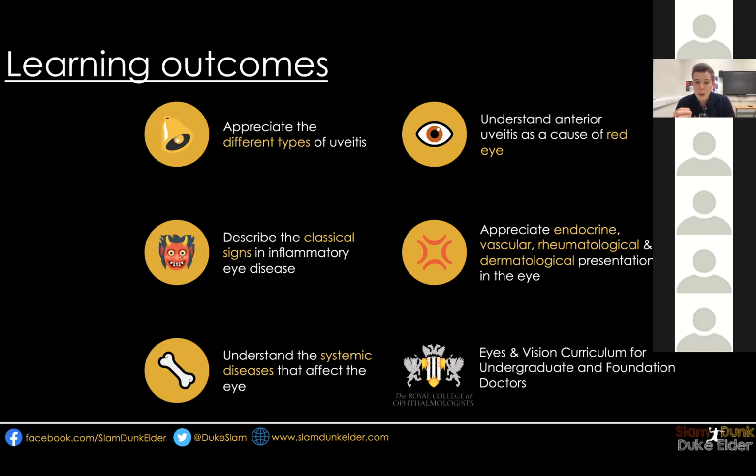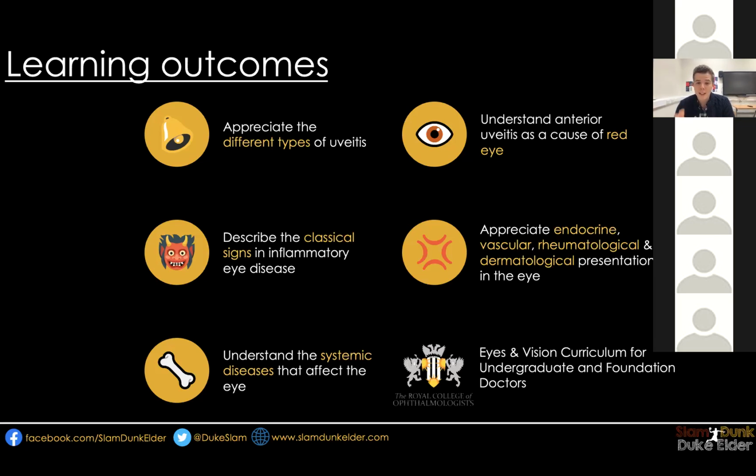We need to appreciate systemic disease that can sometimes manifest in the eye. Sometimes this might actually be the first presentation of systemic disease, for example, diabetic retinopathy. People might not know that they have symptoms of diabetes until they start to have trouble in their vision. So a lot of systemic conditions might manifest in the eye at first. So we'll cover endocrine, vascular, rheumatological, as well as a teeny weeny bit of dermatology, because I hate it. And then we need to understand that systemic disease affects the eye.